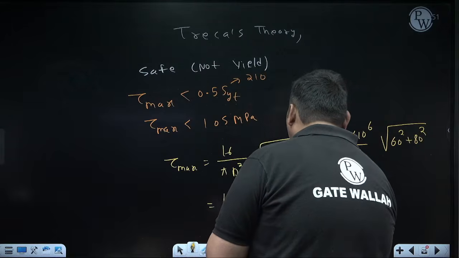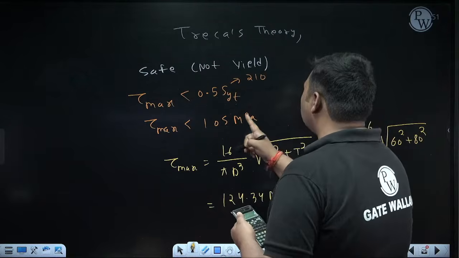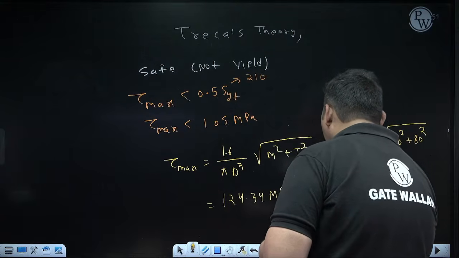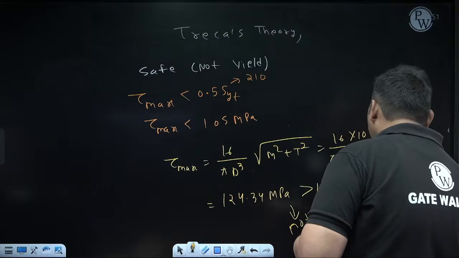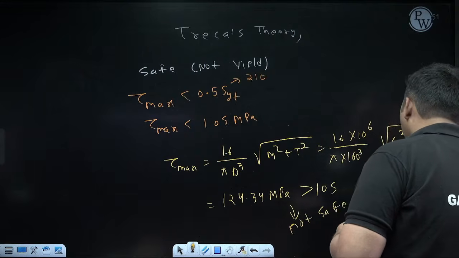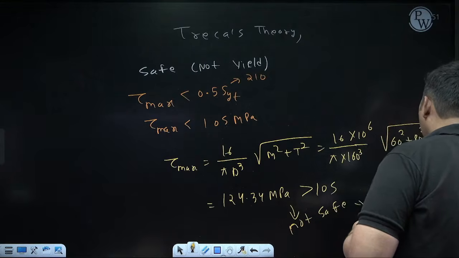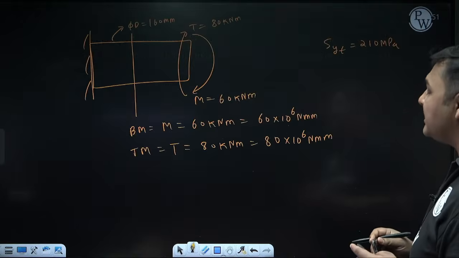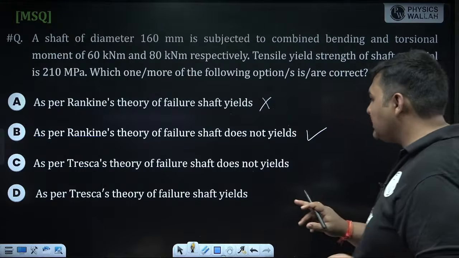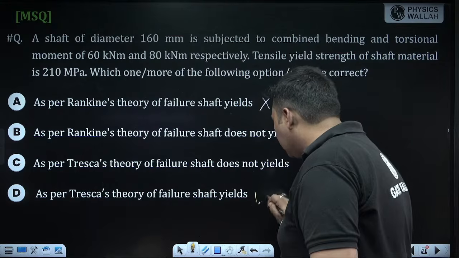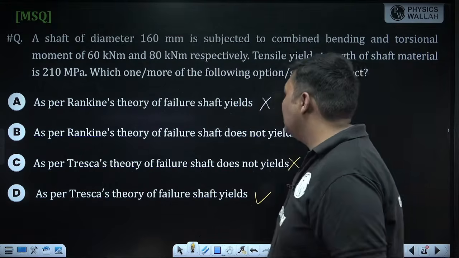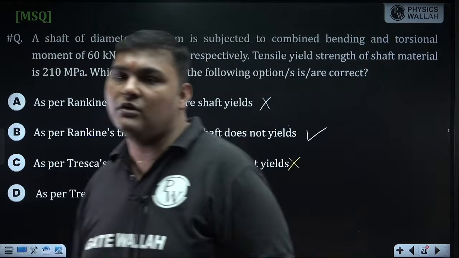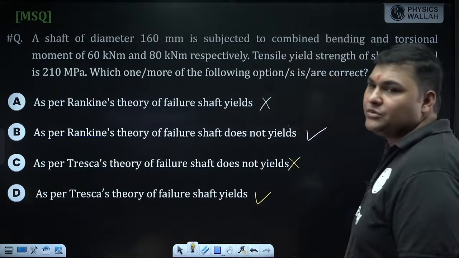megapascal, and it is greater than 105? Means this condition is not satisfied. Means as per Tresca's theory, it is not safe. Not safe means here yielding will start. So as per Rankine, yielding is not starting, but as per Tresca, it is starting. So as per Tresca, the shaft will yield. So D is correct, C is not correct. So for this question, the correct options are option B and D. Very good Virok, very good Anubhav. So these are the correct options.